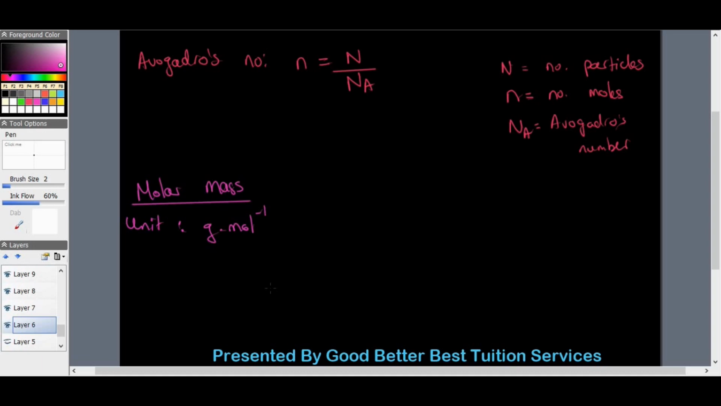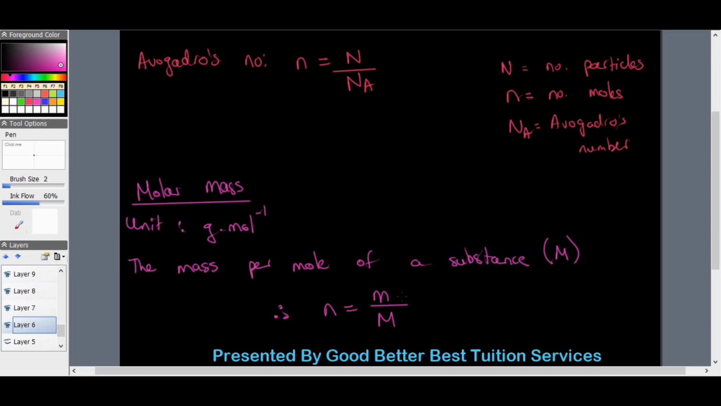So the mass of 1 mole of a substance is the relative formula mass of that substance expressed in grams. Now, the molar mass is basically the mass per mole of a substance, and it's denoted by big M. Therefore, the formula is: the number of moles is equal to the mass of that particular substance divided by the molar mass of that substance. And we know n is in mole, m is in grams, and M is in grams per mole. Fantastic.